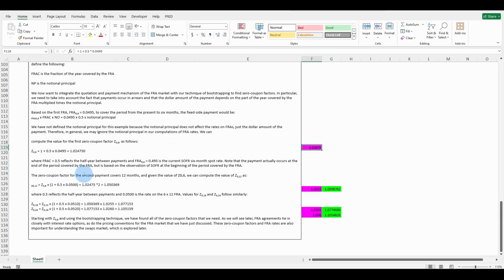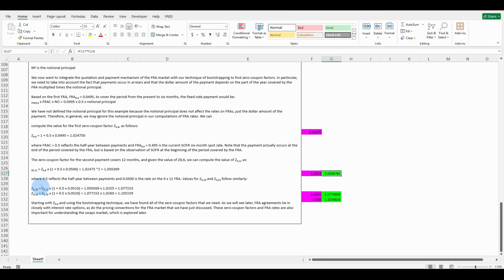The zero coupon factor for the second payment covers 12 months. And given the value of z of 6, we now compute the value of z of 12 as z of 6 times 1 plus the half year, 0.5, times 0.05 equals 0.02475 times 2, 0.0253 equals 1.506. So there could be a rounding issue here, where 0.5 reflects the half year between payments. 0.05 is the rate of the 6 by 12 FRA. Values for the 18 and 24 month period follow similarly. So we're going to get this 1.025.